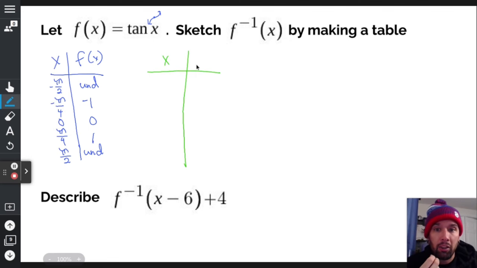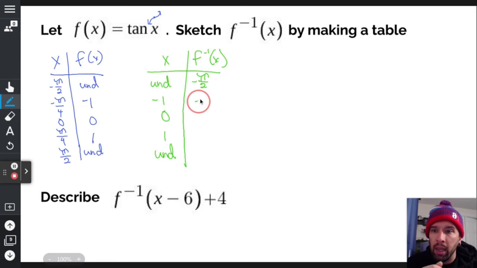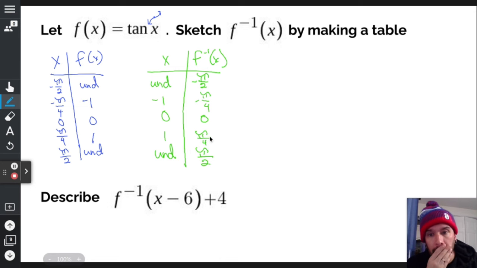So x, F inverse, I am undefined at -π/2. At -1 and then 0, 1, undefined. I have -π/4, 0, π/4, π/2. Okay. Now, here's the thing.